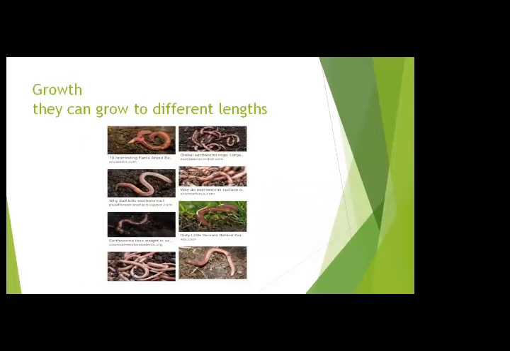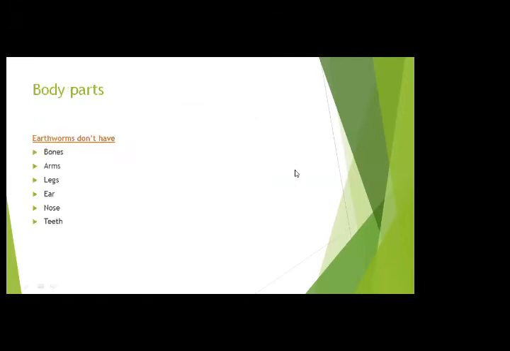Number three is about their growth. What is the meaning of growth? Growth means to become larger. You can see in this picture there are different types of worms. This one is very long, this one is short, and some can be the same size. They can grow to different lengths. For example, one is 5 centimeters, another would be 6 or 7 centimeters.